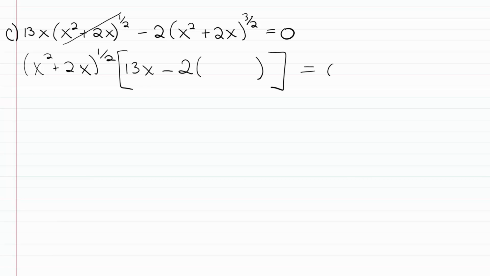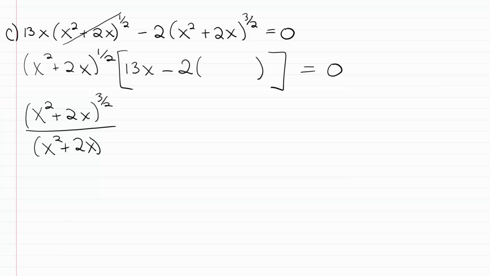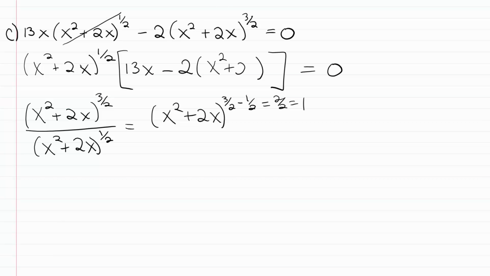Well, the rule is essentially that you're dividing when you're factoring, right? So that means I'd have to actually do x squared plus 2x to the 3/2 power, and divide that by x squared plus 2x to the 1/2 power. So these are the same base. What happens when two things have the same base? We keep the base and we subtract the exponents, right? So 3/2 minus 1/2 gives you 2/2 for the exponent, or in other words, just to the 1 power. So inside this parenthesis, what's going to be left after we factor is just x squared plus 2x to the 1 power.